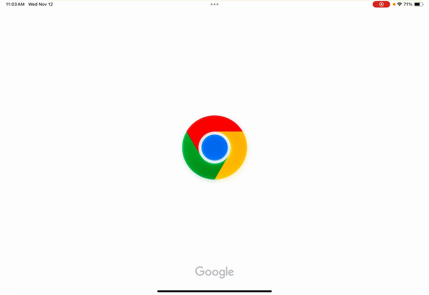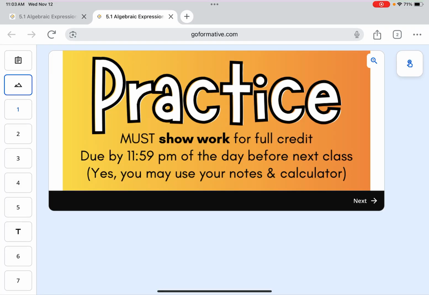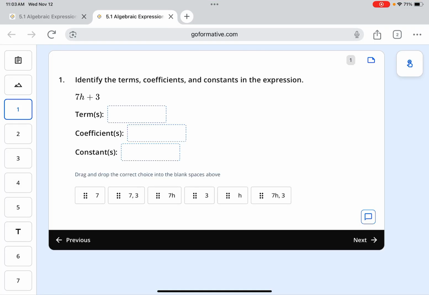All right, let's go to our formative. Let's take a look at some of the questions. So you can see question 1. You're going to be identifying terms, coefficients, and constants in the expression. You're going to be dragging and dropping. It's not going to let you know if you are correct until you submit. Once you submit, it will show you which ones are wrong, and you can redo. You have 3 chances to redo it.